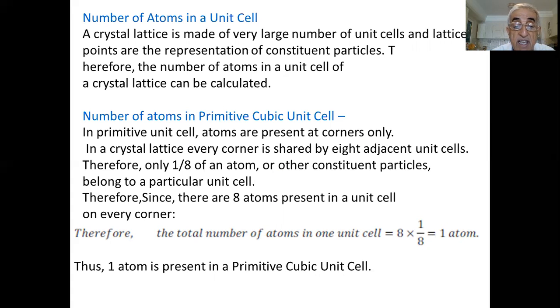Since there are 8 atoms present in a unit cell, one on every corner, the total number of atoms in one unit cell equals 8 divided by 8, which becomes 1 atom only. Thus, 1 atom is present in a primitive cubic unit cell.